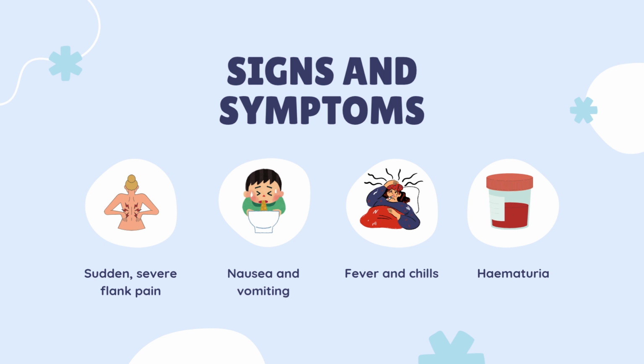Nausea and vomiting. Severe pain stimulates the autonomic nervous system that triggers nausea and vomiting. Fever and chills. The stones can cause obstruction that leads to infection. That is, one can have obstructive pyelonephritis or even UTI that responds with fever accompanied with chills. Lastly, we have hematuria, that is, blood in urine. The calculi cause rough scratching and even irritate the lining of the urinary tract, hence leading to bleeding.